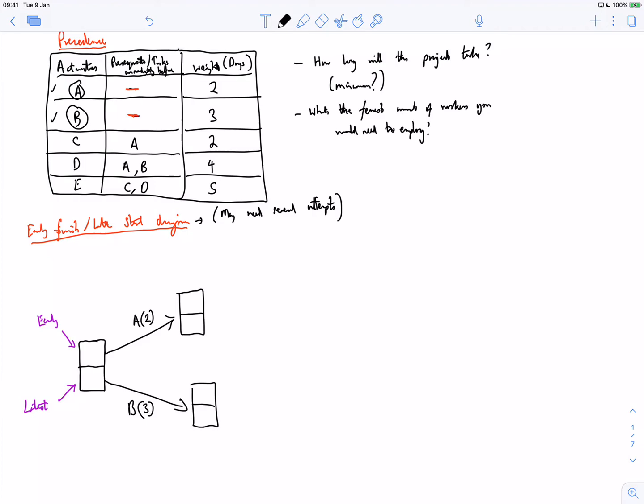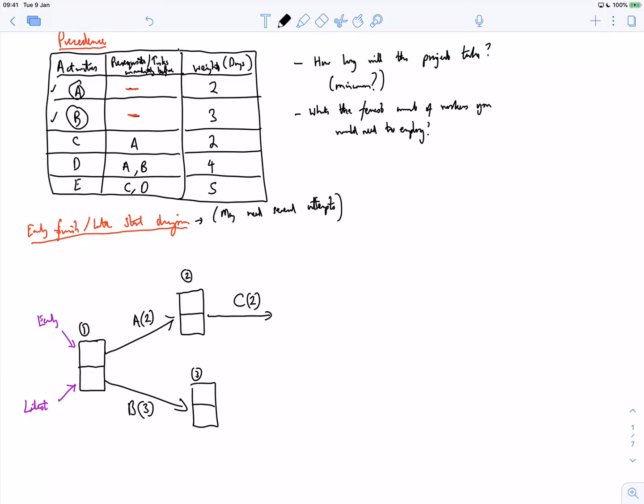Now look at C. C depends on A. So that means task C would happen after this stage. We'll call stage 2. So this is stage 1, stage 2. Let's call this stage 3. And the weight of C is 2.